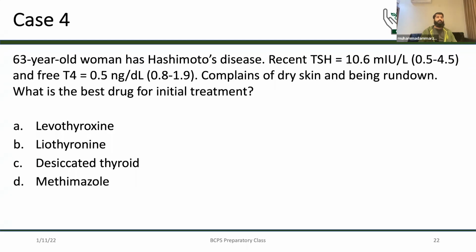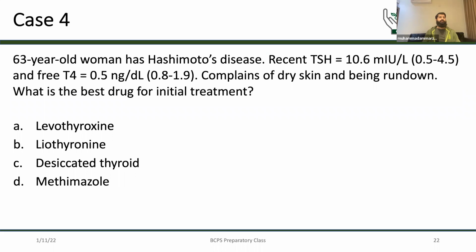So here comes the second case, a 63 years old woman. She has Hashimoto disease, which is the most common hypothyroid disorder. You can see the TSH is raised and T4 is low. Complaints of dry skin and being run down or being lethargic. What is the best drug for initial treatment?